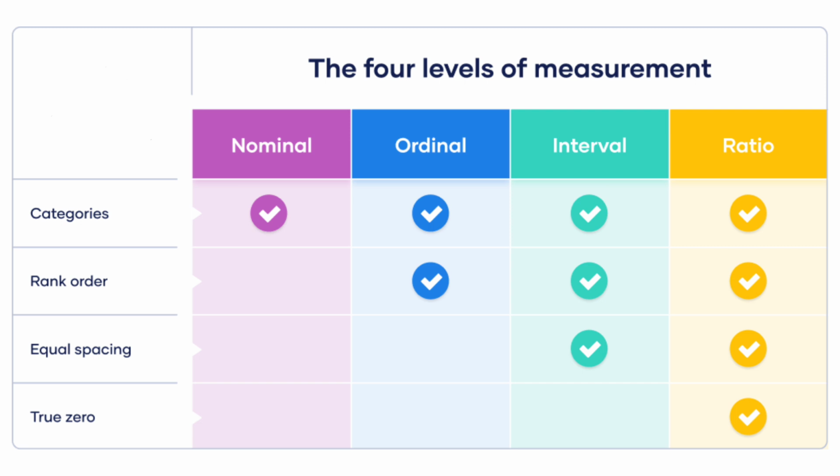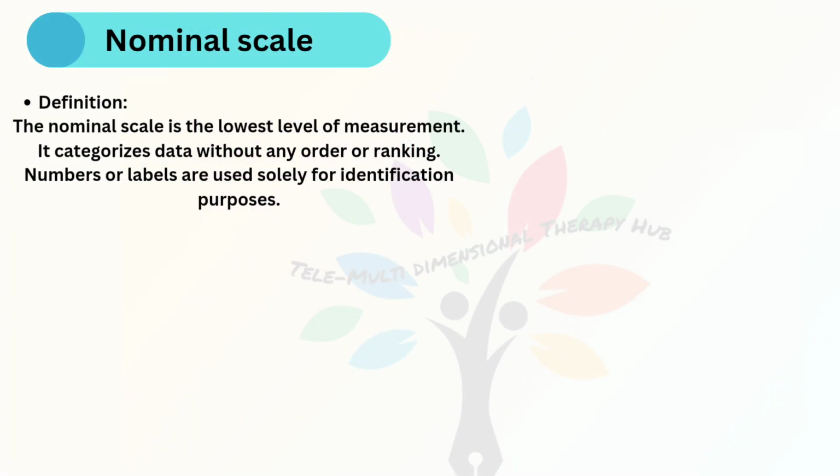So now let's see each scale, or level of measurement. First, what is nominal scale? The definition: nominal scale is the lowest level of measurement. It categorizes data without any order or ranking. Numbers or labels are used solely for identification purposes. In simple words, nominal scale is the most basic way to organize data. It simply puts things into categories or groups without any order or ranking.